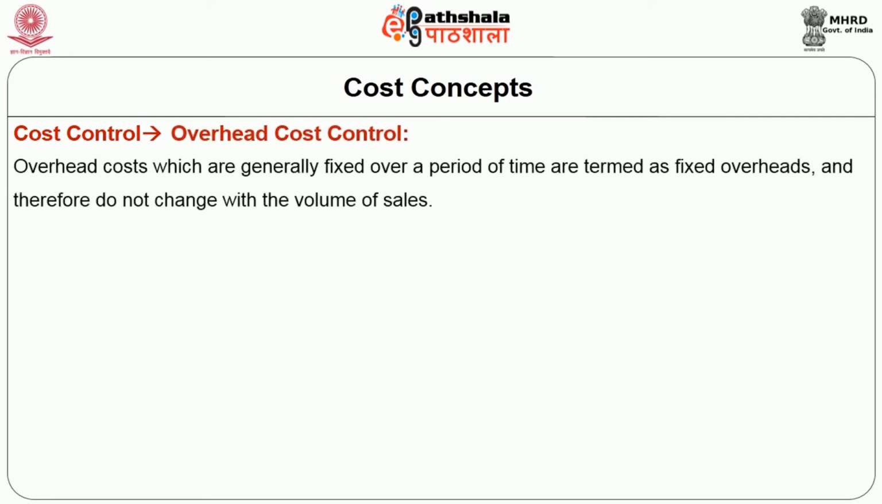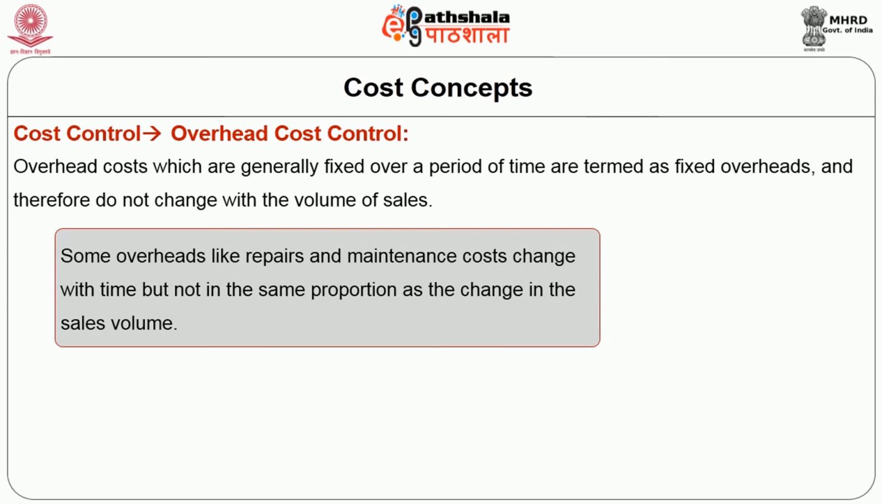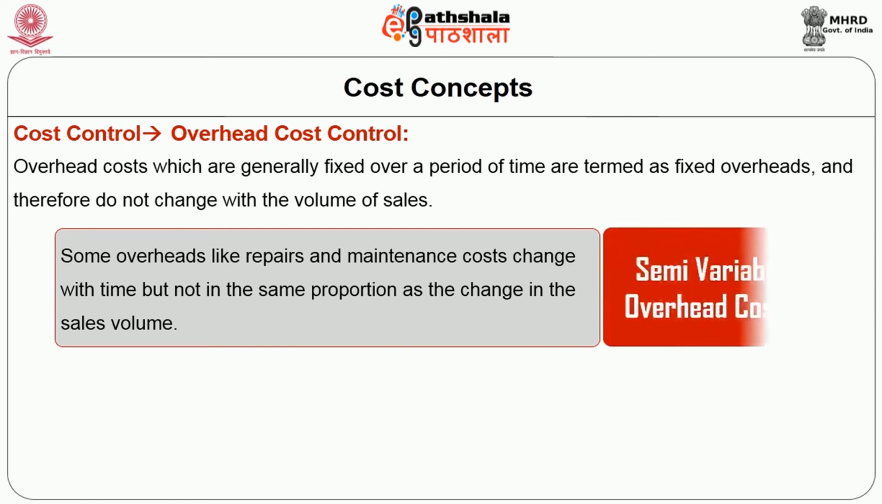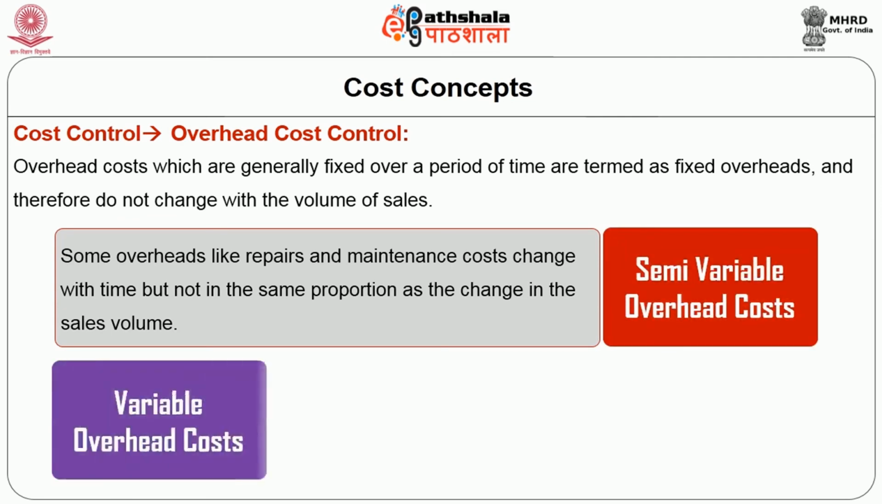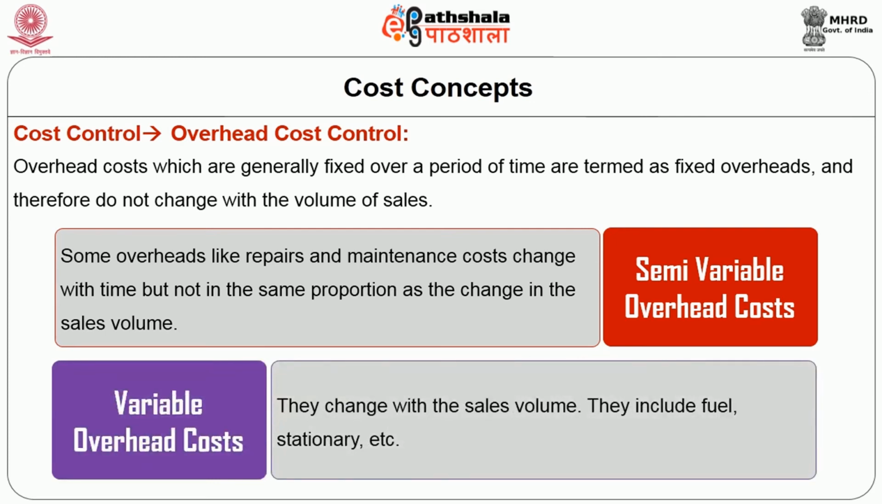Next is overhead cost control. Overhead costs, which are generally fixed over a period of time, are termed as fixed overheads and therefore do not change with the volume of sales. Some overheads like repairs and maintenance costs change with time but not in the same proportion as a change in the sales volume. They are called semi-variable overhead cost. Another category in overhead cost is called variable because they change with the sales volume. They include fuel, stationery, etc.